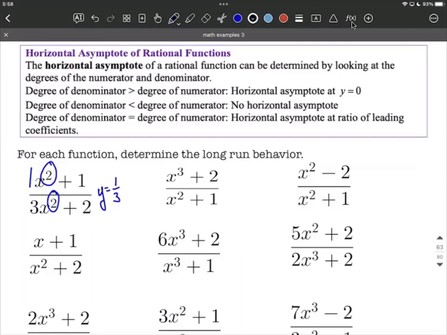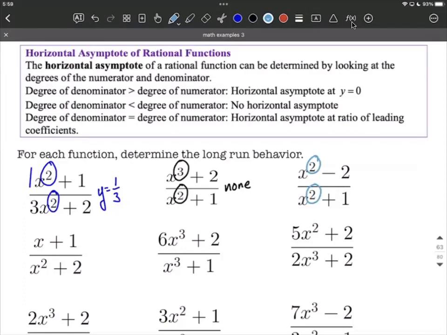In the middle, we're comparing 3 and 2. In this case, the numerator is bigger than the denominator. So what we're going to say is that we have no horizontal asymptote. Now, technically, there's an oblique asymptote or a slant asymptote in this case, but we're not going to worry about that for our purposes.